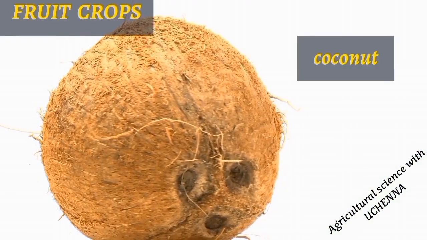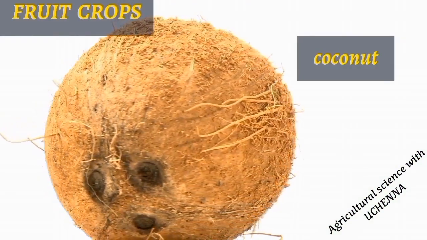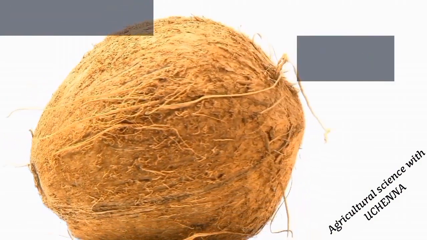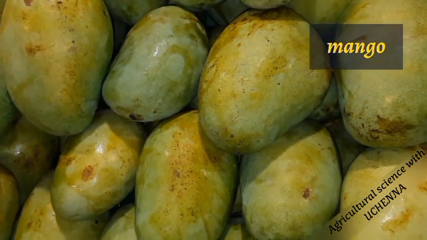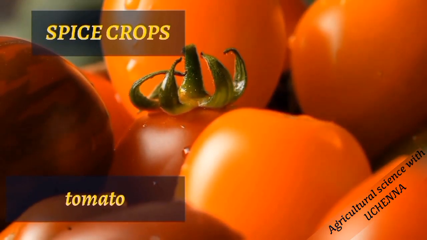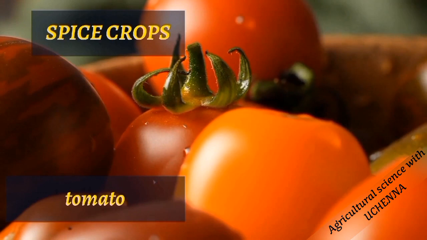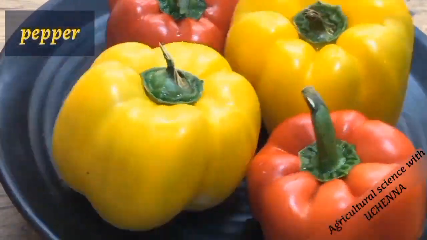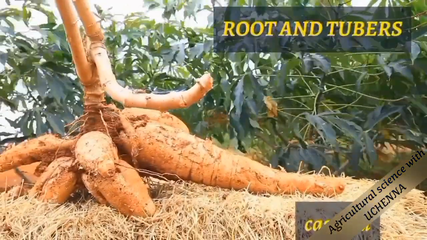Now, fruit crops. These are crops grown for their fruit, which supply vitamin and sugars to the body. Examples of fruit crops are coconut, mango, orange. Spice crops are crops that are used to flavor food. Examples of spice crops are ginger, onion, pepper, and thyme.